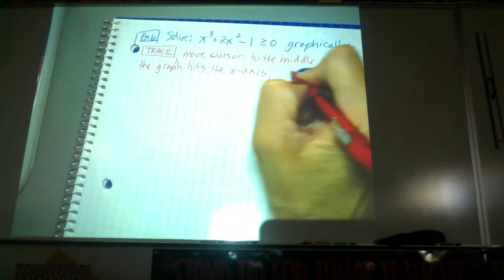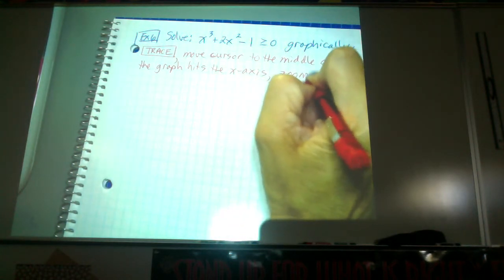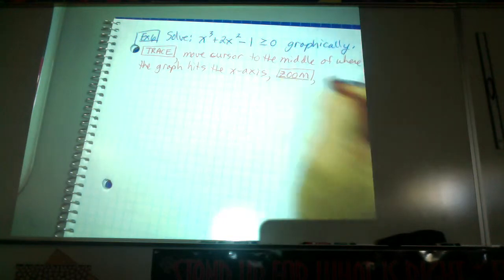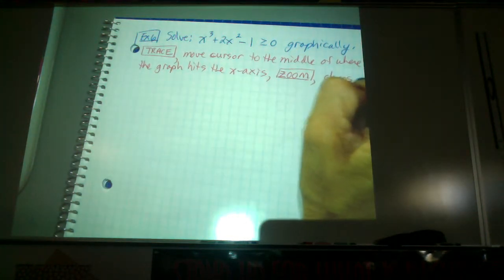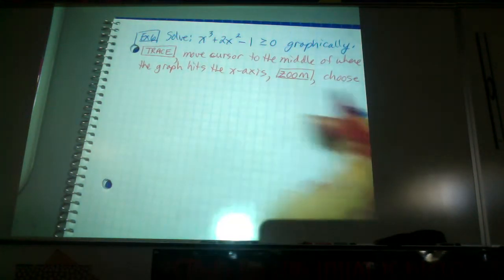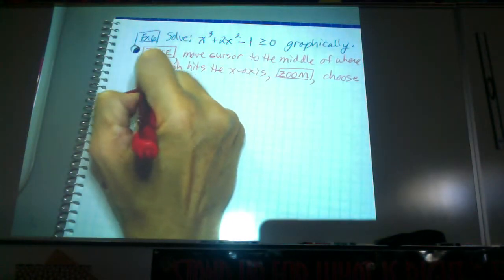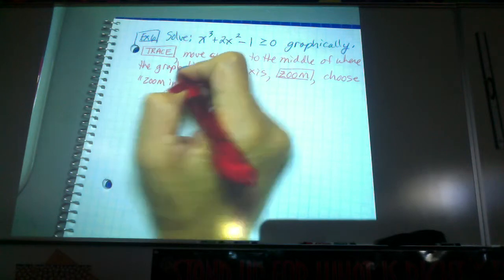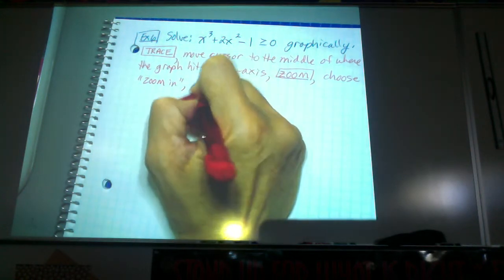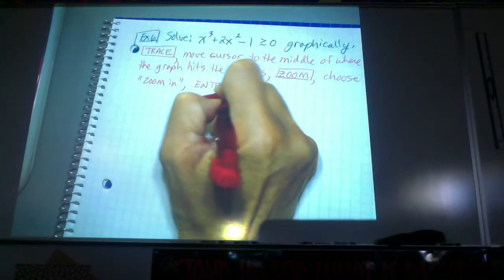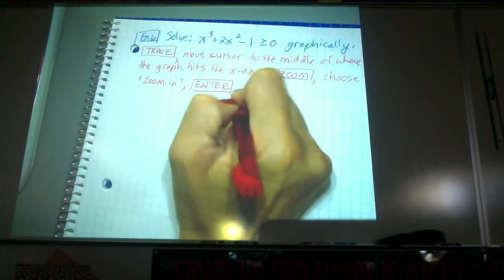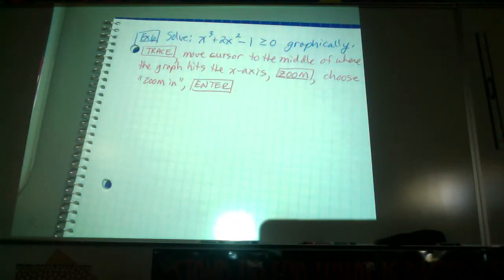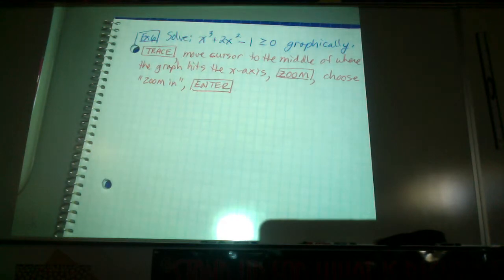And then comma. Then you're going to hit the zoom button. And then from there, you're going to choose zoom in. And then you have to hit enter, because it'll look like nothing happened. You must hit enter for it to actually zoom in. It'll bring you back to the original graph, but you have to hit enter. So here's what we're going to do. Let you write it down.